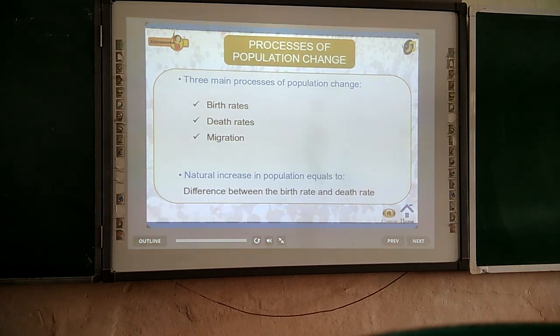Number two, death rate. The number of deaths per 1,000 persons in a year is called death rate. The rapid decline in death rates is one of the causes of growth of the Indian population. Number three, migration. The movement of people across regions and territories in quest for better livelihood and standard of living is called migration. The natural increase in population is the difference between the birth rate and the death rate.